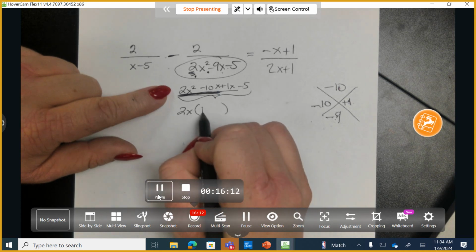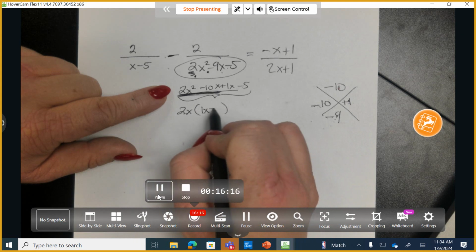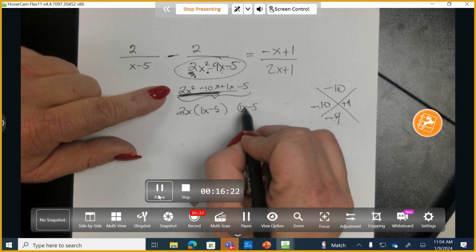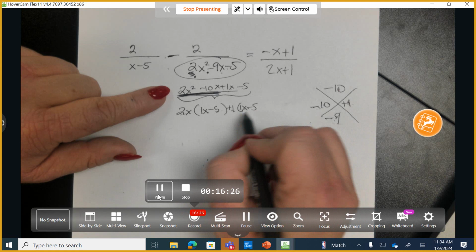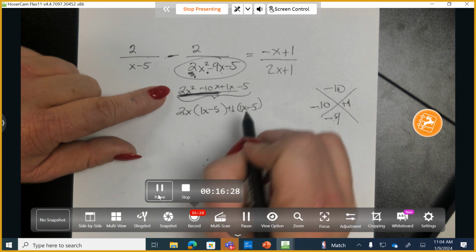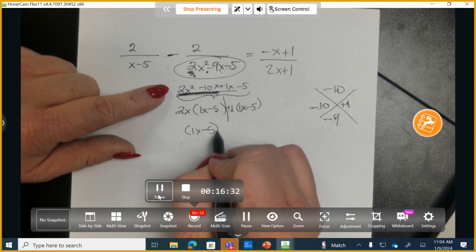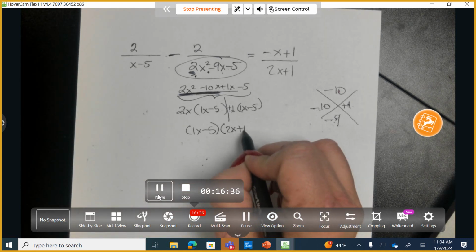2 times 1 is 2, but I need one more X to get X squared. 2 times negative 5 is negative 10, and I have the X. So 1X minus 5. What times 1X gives us a positive 1X, a plus 1? So there's 1X, and 1 times negative 5 is negative 5. Okay, they both have a 1X minus 5. In front of the first part is a 2X. In front of the second part is a 1X.